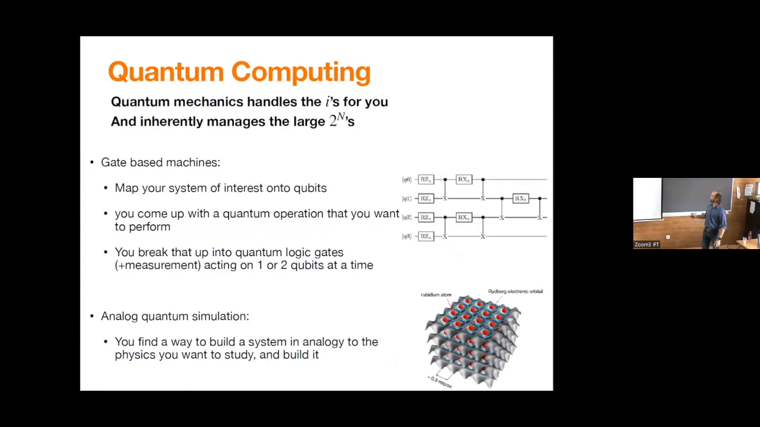Okay, so, a step in quantum computing at a very rough level. Quantum computing handles the i's for you automatically, and of course it internally handles the large N's. And there are different kinds of implementations of these systems.